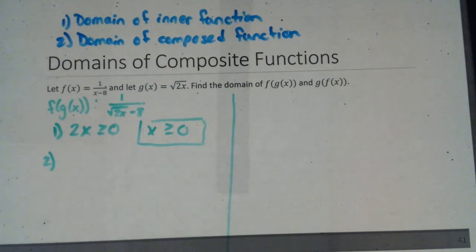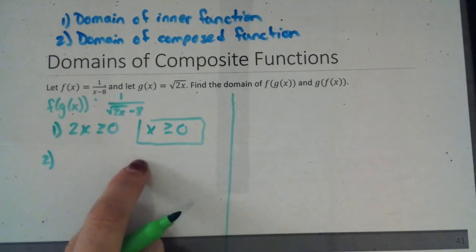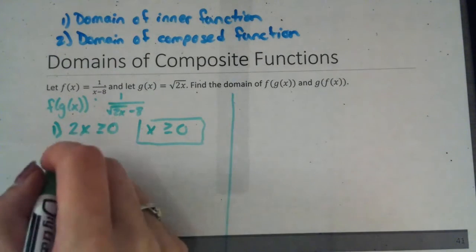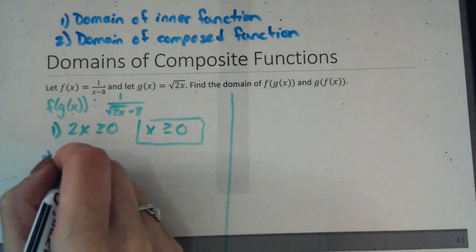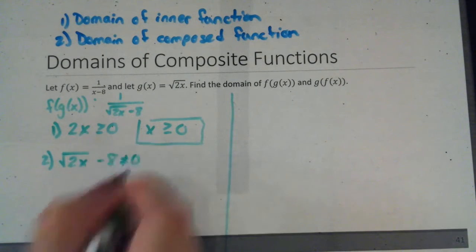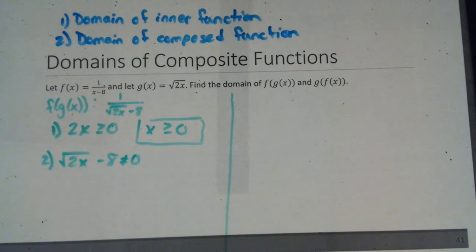So I see two things in this one. We have a radical, meaning we have to make the thing under it stay greater than or equal to 0. We already handled that here. But I also see a fraction, so I know the denominator cannot be equal to 0. So I need to make sure the square root of 2x minus 8 is not equal to 0.